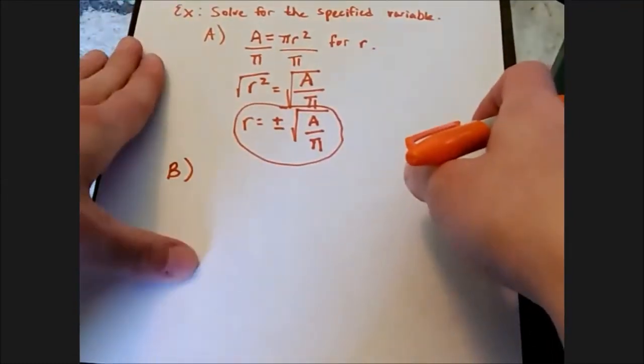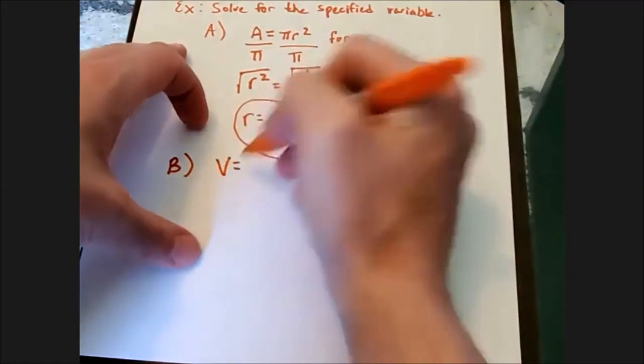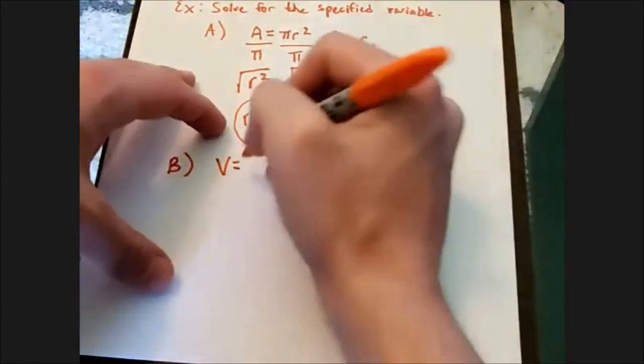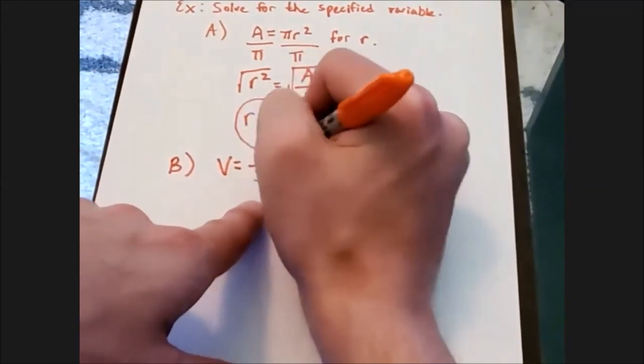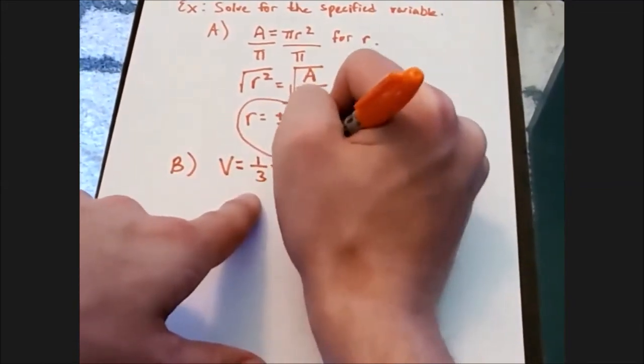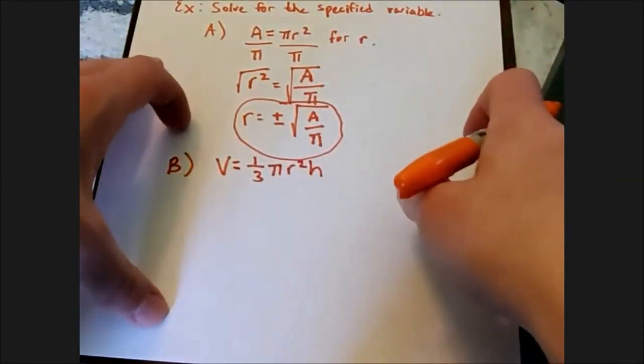I'm going to try one more of these. Let's look at this formula. Volume equals one-third pi r squared h.